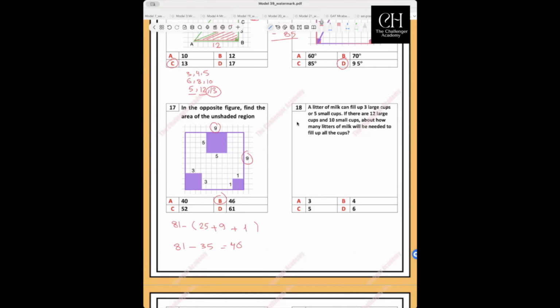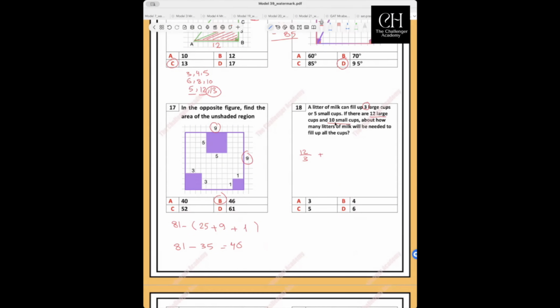Question 18. A liter of milk can fill up 3 large cups or 5 small cups. If there are 12 large cups and 10 small cups, about how many liters of milk will be needed to fill all the cups? So we will have 12 large cups and 10 small cups. You know that 1 liter can fill 3. So to find the number of liters, just divide 12 divided by 3. This is for the large cups.